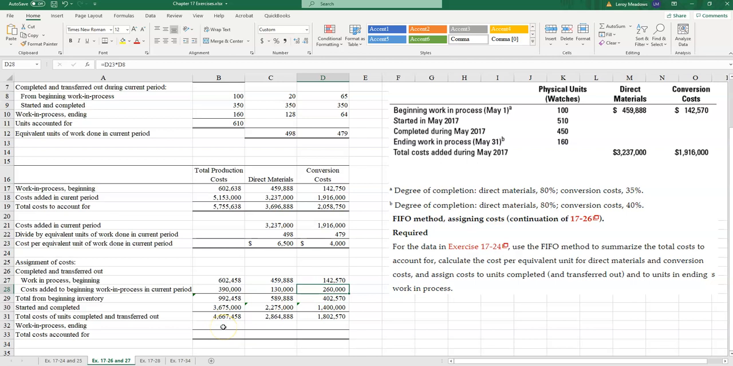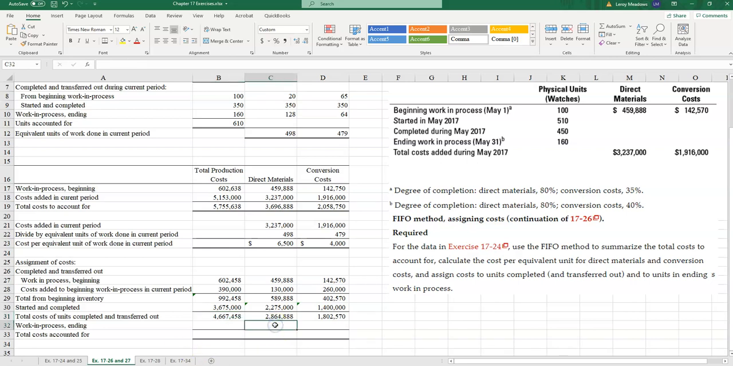So when I make my journal entry, I'm going to debit the work in process account for the next department for $4,667,458, this amount right here. And I'm going to credit our department here for that same amount, because now I'm removing it from an asset from this department and we're just transferring it really from one asset account to another. It's really all we're doing, because we're moving to the next department here.